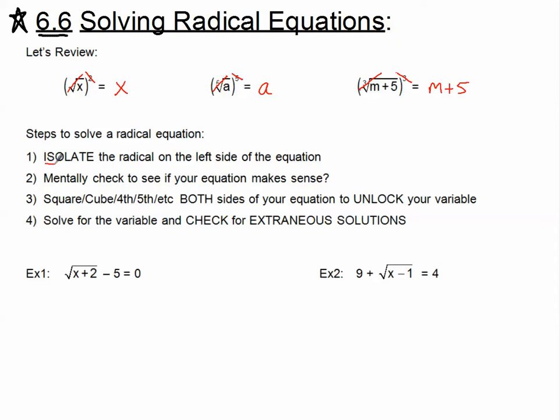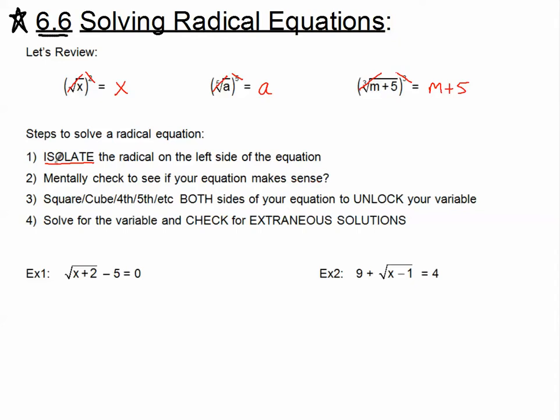We're going to isolate the radical. What that means is get it all by itself. Any other numbers that are on the outside of the radical have to go away. Isolate the radical. I like to put it on the left side of our equation. I also like to throw in step 2. If we can, once we've isolated, I'd like to just mentally check to see if our equation even makes sense. We'll talk about that with example 2.